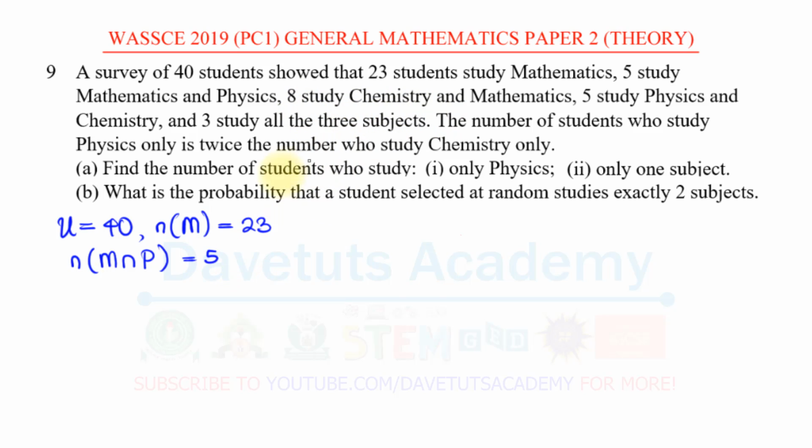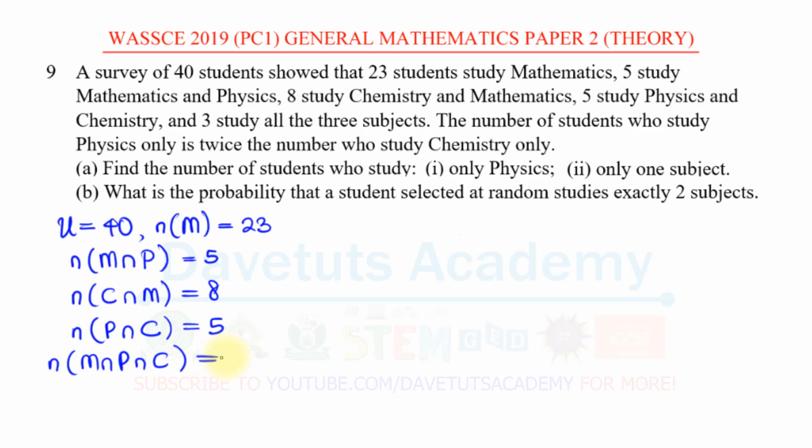Then 8 study chemistry and mathematics. Number of chemistry intersect mathematics is 8. Then 5 study physics and chemistry. Number of students that study physics intersect chemistry is equal to 5. 3 students study all the 3 subjects. So we have number of maths intersect physics intersect chemistry is equal to 3.